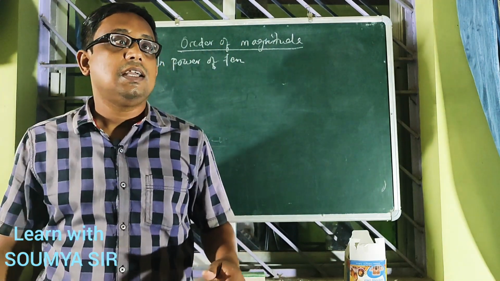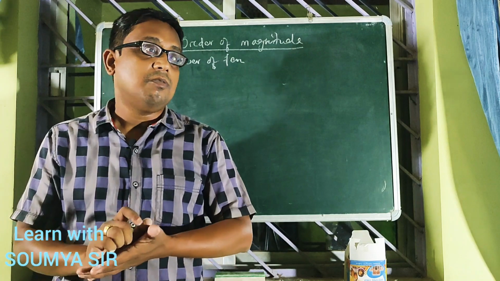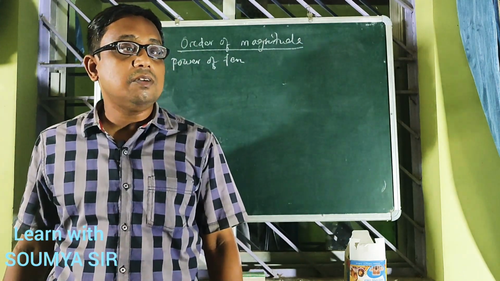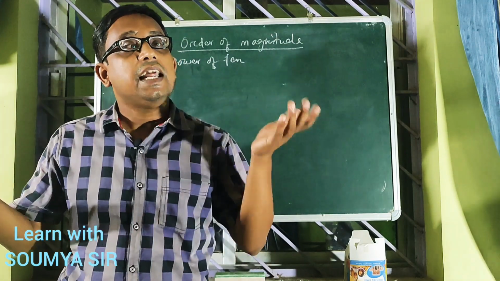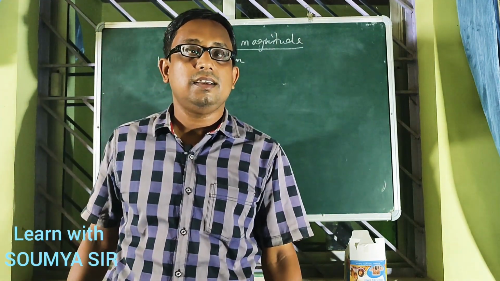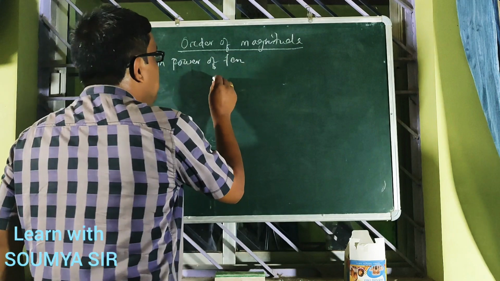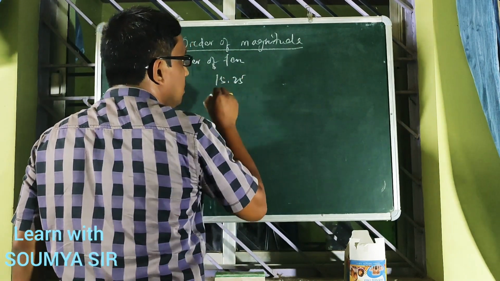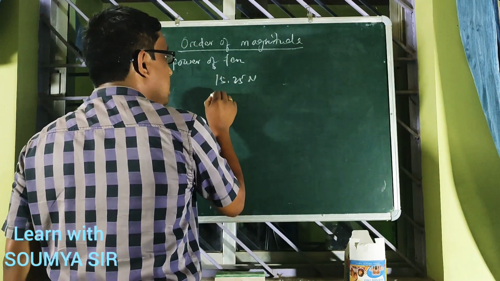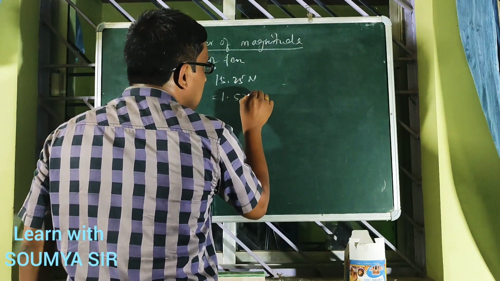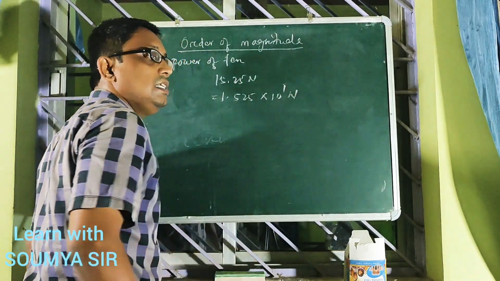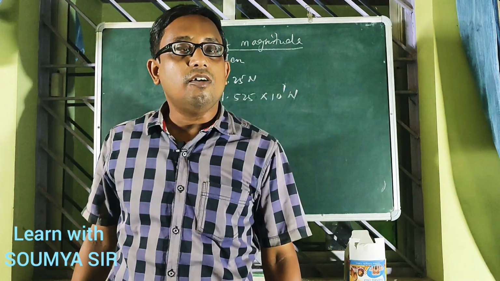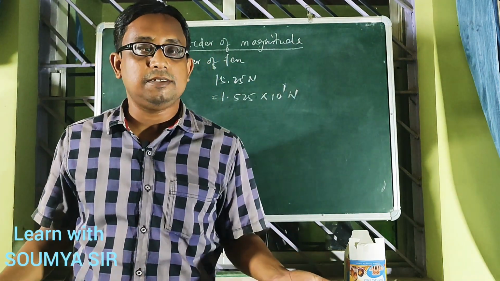And how? There will be a number, and in that number there should be one digit to the left of the decimal. We will not write 15.25 Newton. We will just write 1.525 into 10 to the power 1 Newton. This is the exact form of writing the physical quantities.